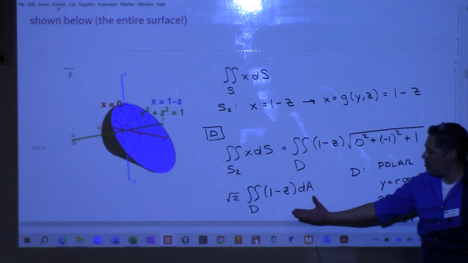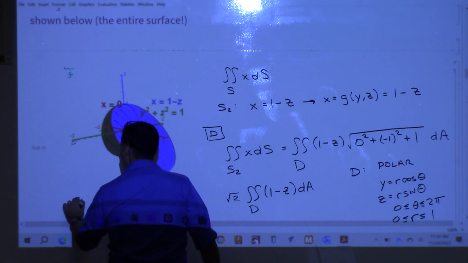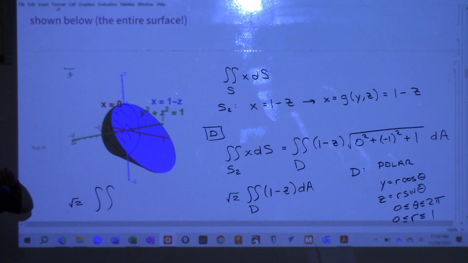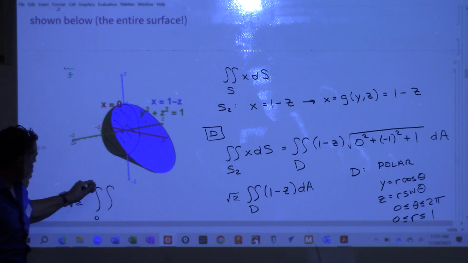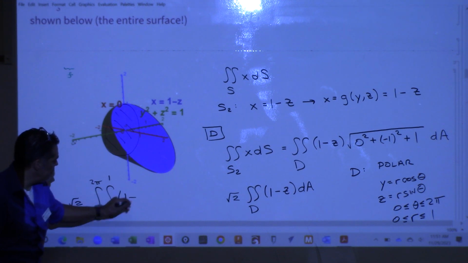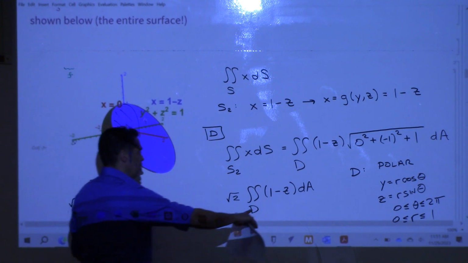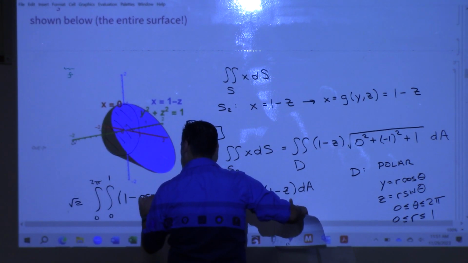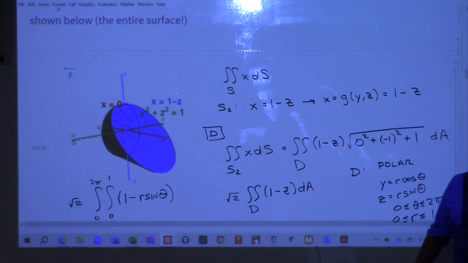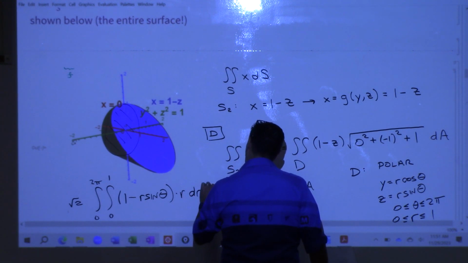All right, so let's convert this over to polar. I'm going to have root 2 out front. Okay, this double integral, I can replace the limits here now: 0 to 2 pi, 0 to 1. In the integral, 1 minus z, but what's z? r sine theta, right? I'm replacing this z with r sine theta because that was my polar conversion. And then r dr d theta, because you need the r because you went to polar. So times r dr d theta.